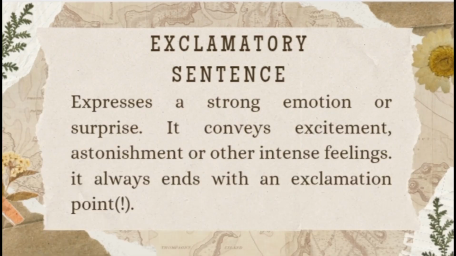Now let's discuss the fourth and last type of sentence according to use, the exclamatory sentence. An exclamatory sentence expresses a strong emotion or surprise. It conveys excitement, astonishment, or other intense feelings. It always ends with an exclamation point. In short, an exclamatory sentence expresses strong emotion or surprise and it ends with an exclamation point.